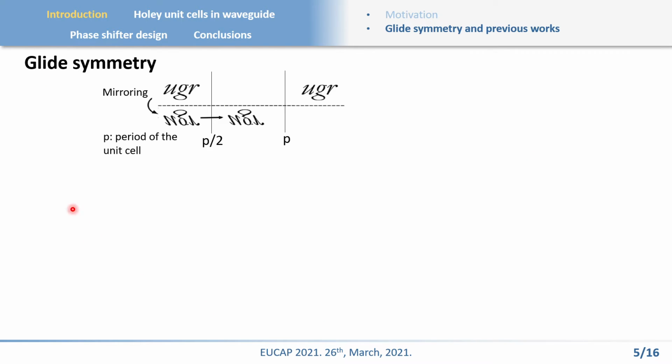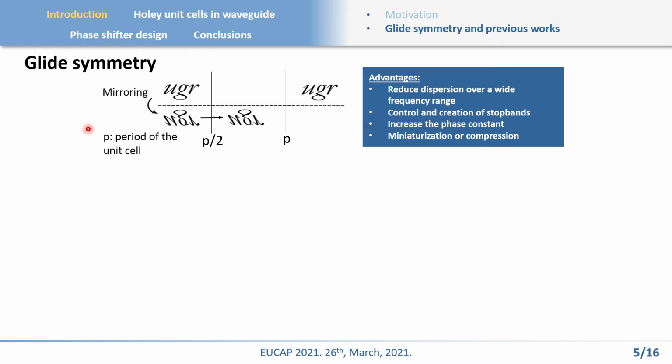Those periodic structures can enhance their performance by the use of glide symmetry. Glide symmetry is a type of higher symmetry that is composed of two geometrical operators, a mirroring and a translation of half of the period of the unit cell. Some advantages of the use of glide symmetry are reduction of the dispersion over a wide frequency range or increase of the phase constant of a periodic structure.